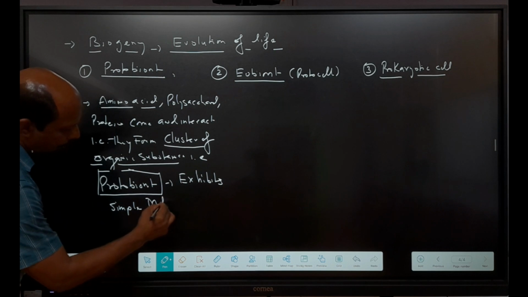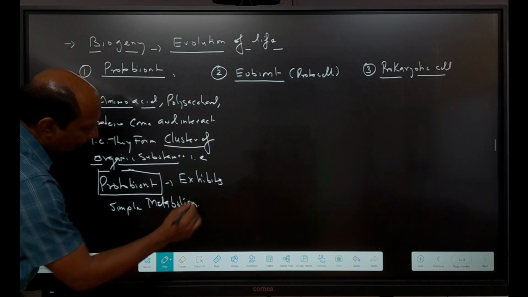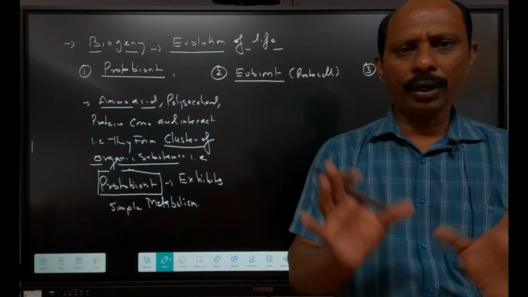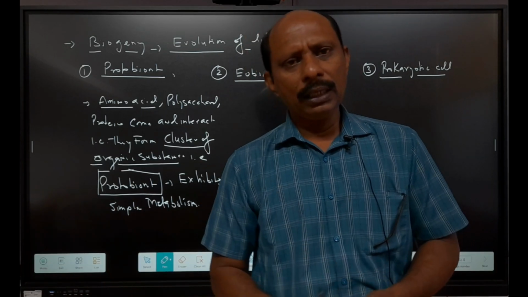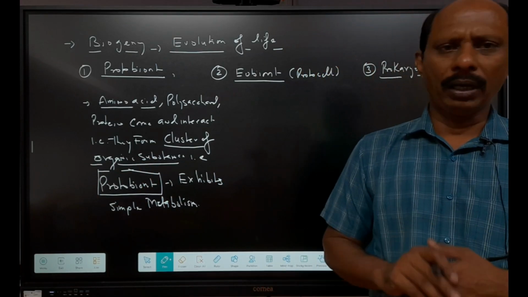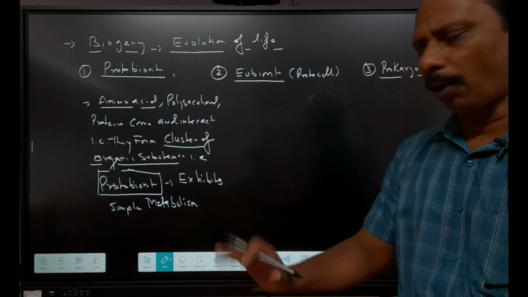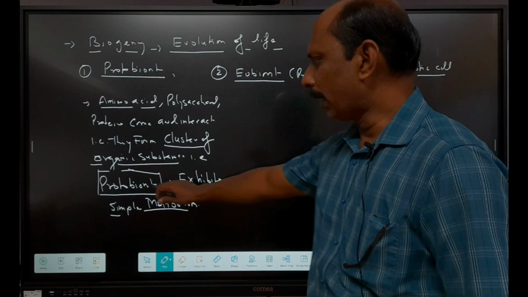Simple metabolism means large polymers are broken down into their small monomers. This can happen. Second, small monomers form polymers. This also happens. But this is not a living process here, only a chemical process is going on. So a simple metabolic activity is going on. That means they are called protobionts.